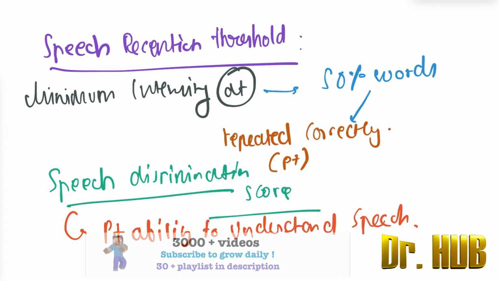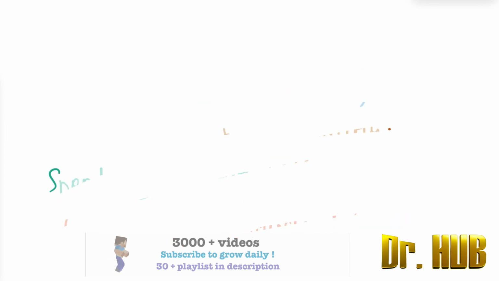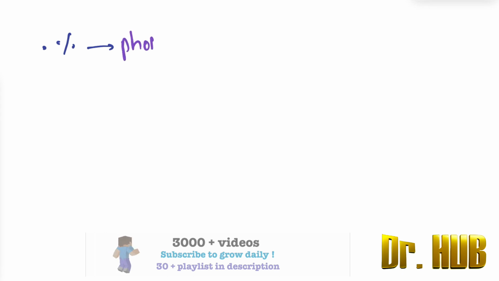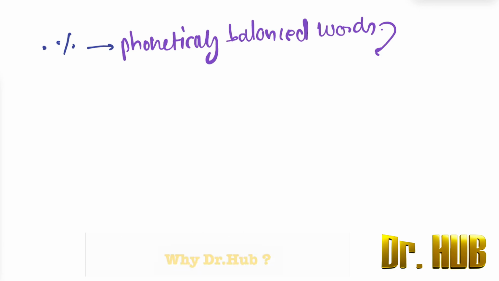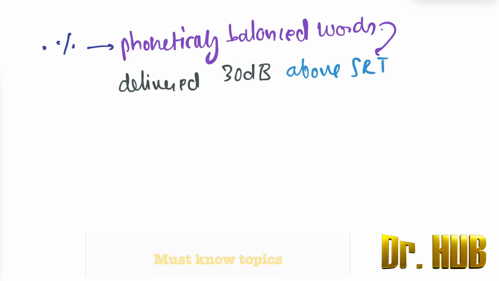Let's look in more detail. It is the percentage of phonetically balanced words that is delivered at 30 dB, that is 30 decibels above the SRT, and which is identified correctly.